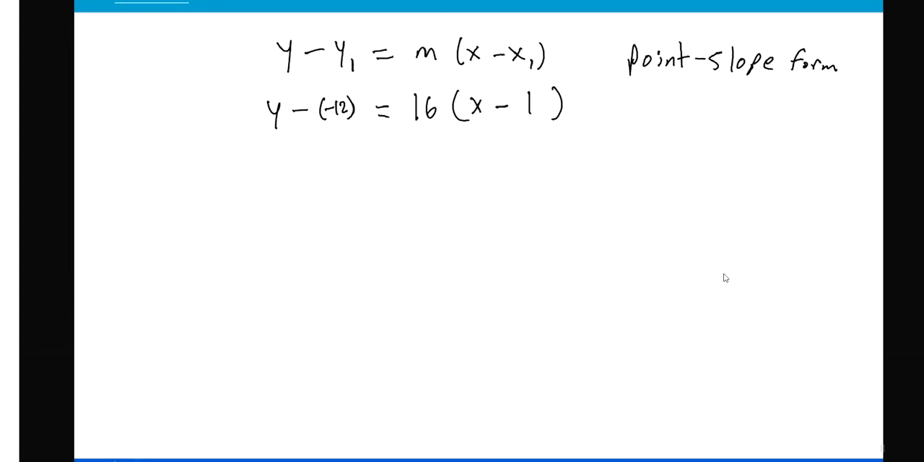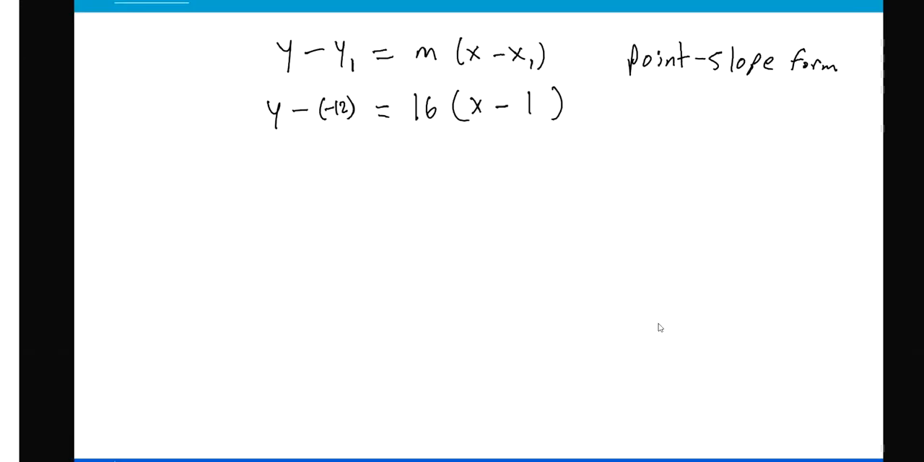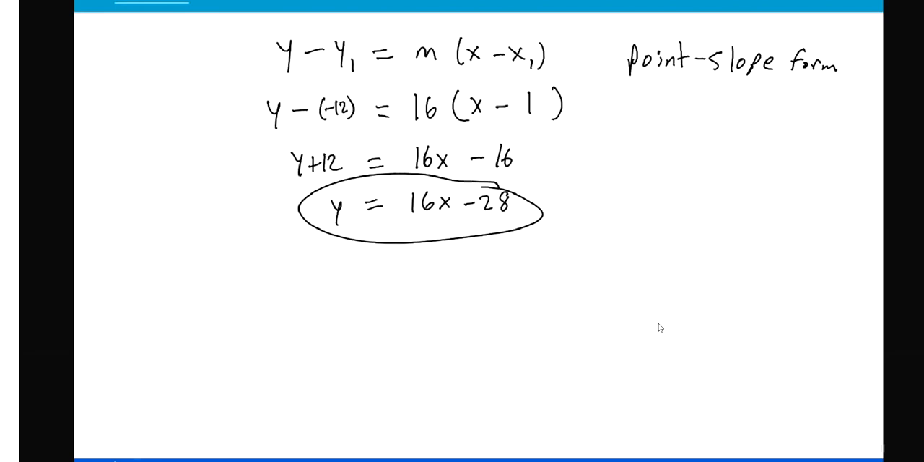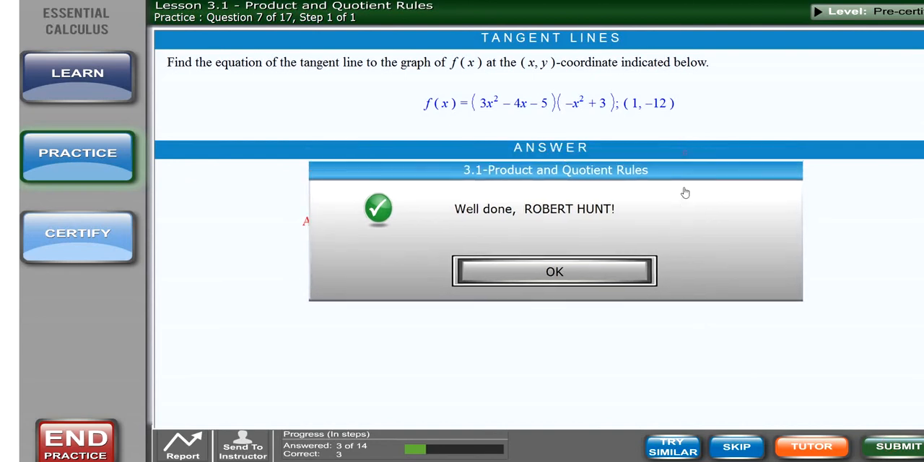And if you notice on Hawks, it's already got y equal here. So basically all you're doing at this point is going through and getting y equal on one side. So really you have y plus 12 equals 16x minus 16. All we got to do is subtract 12 over. So negative 16 minus 12 is going to be negative 28. So there's the equation of the tangent line: 16x minus 28. There we go.